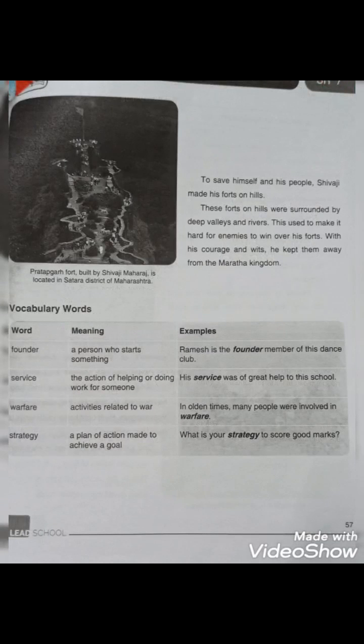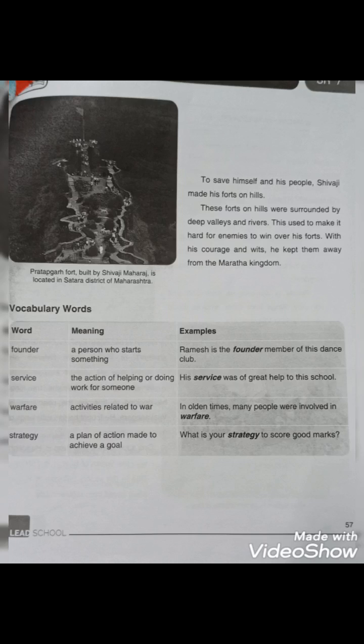And with the idea to save himself and his people, he made his forts on hills, on top of the mountains, on top of the hills. These forts on hills were surrounded by deep valleys and very long rivers. This made it hard for enemies to win over Shivaji's forts. With his courage and wits, he kept them away from the Maratha kingdom. So, how cunning and how intelligent he is.